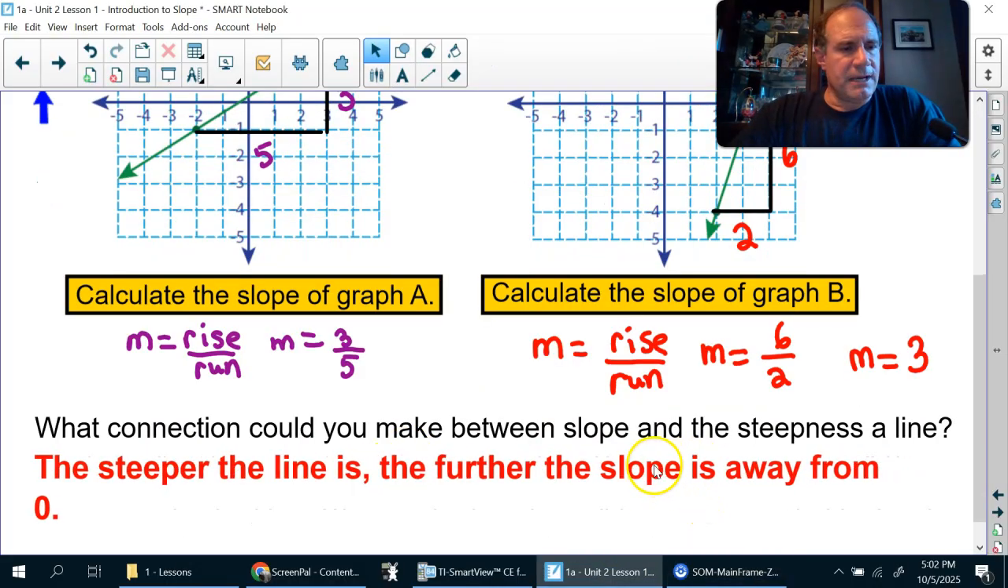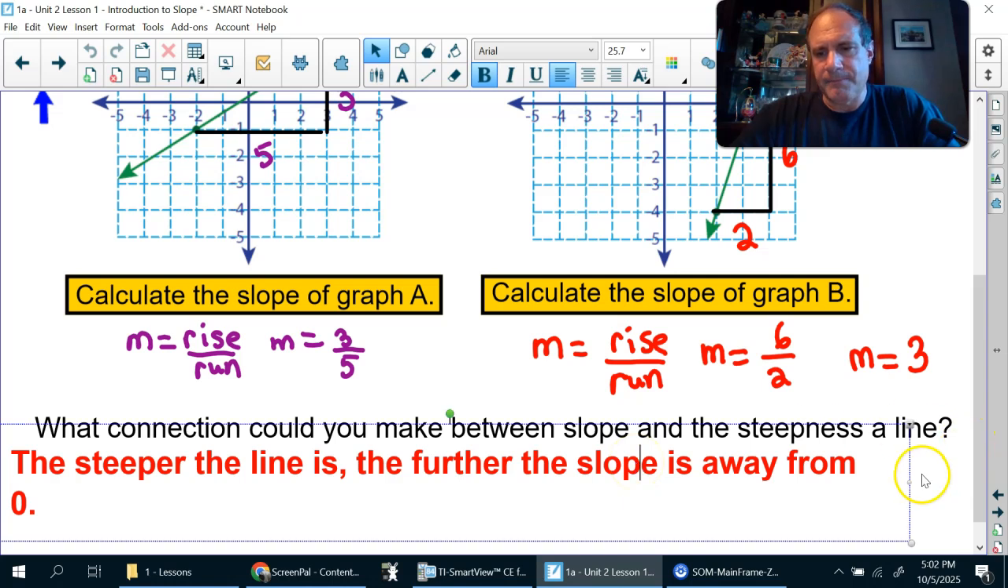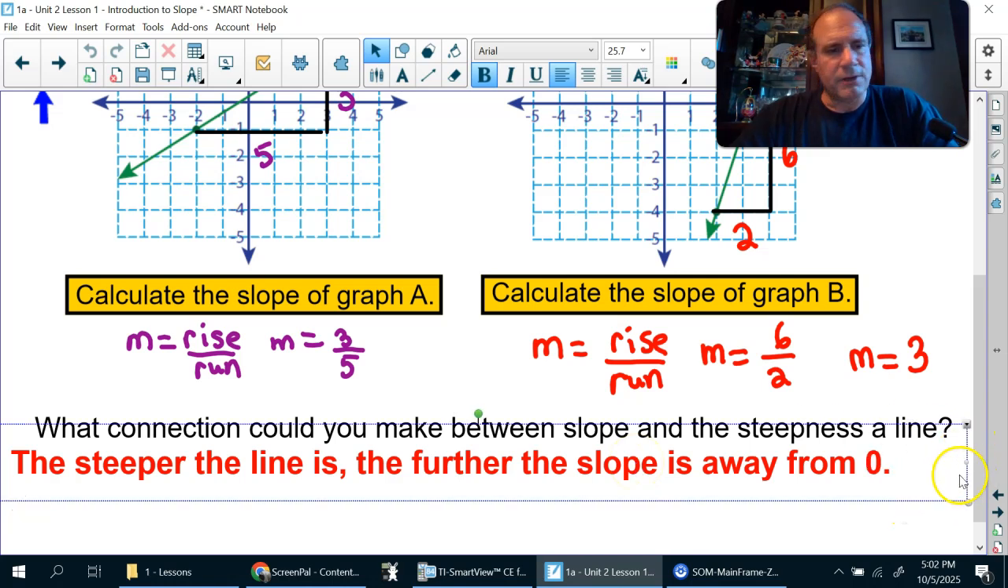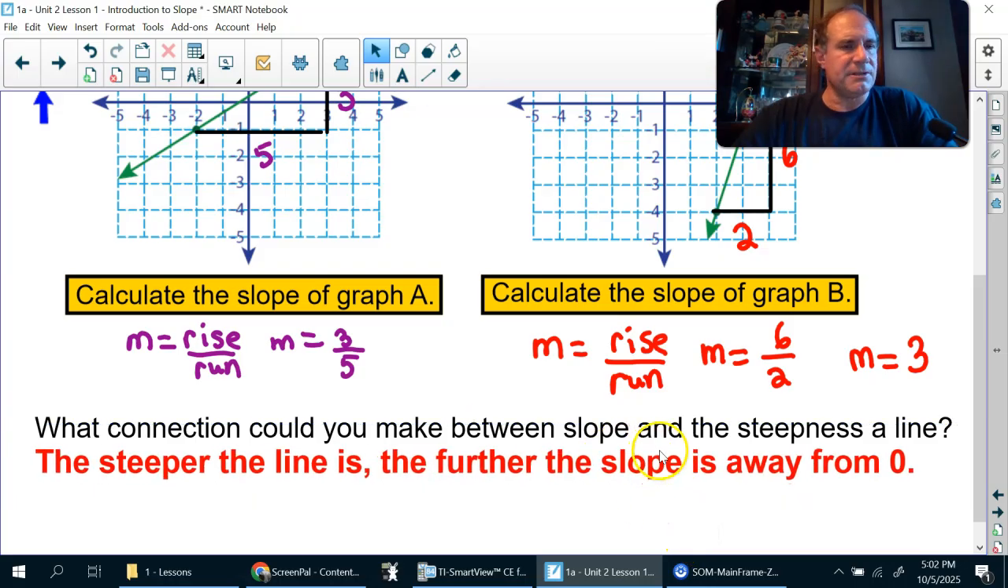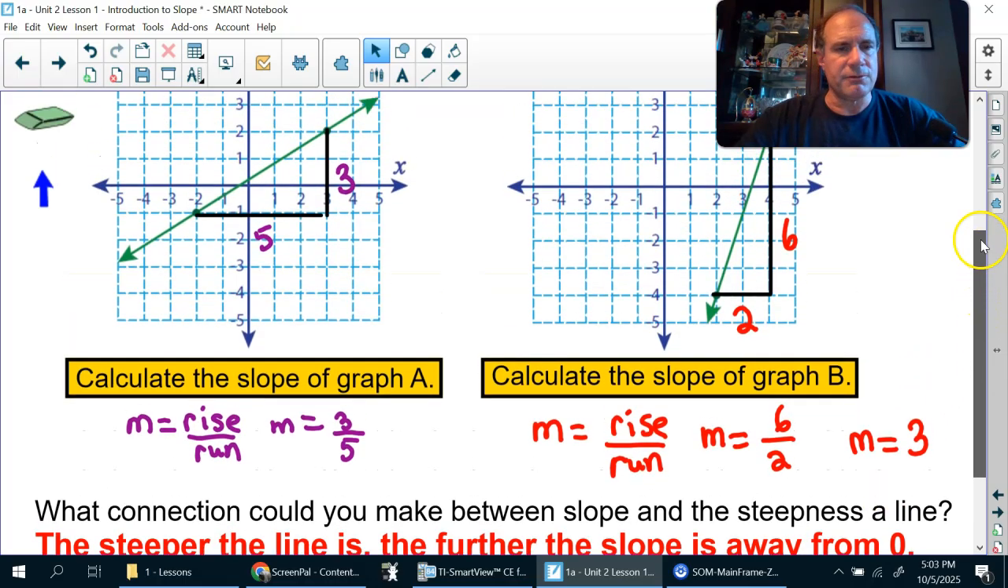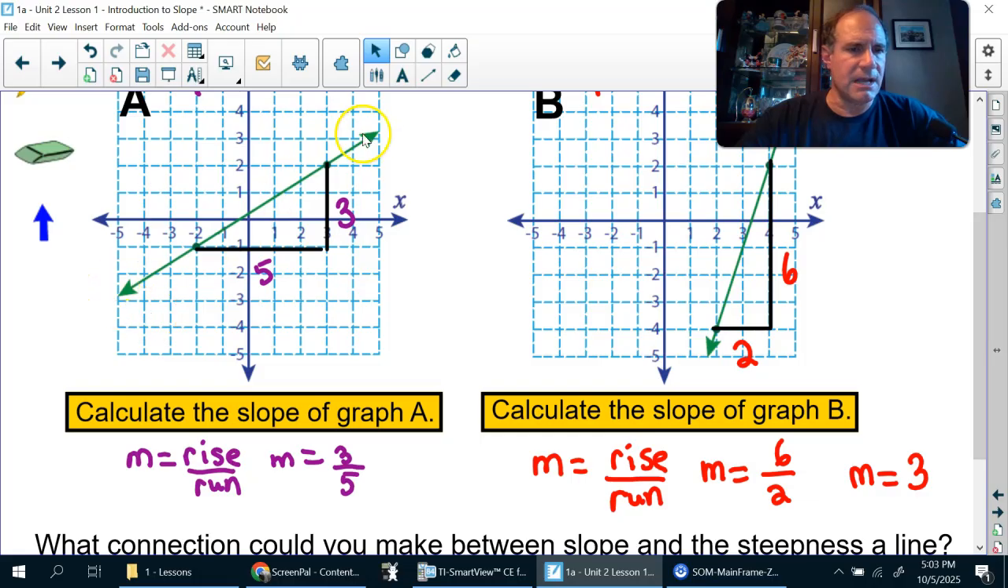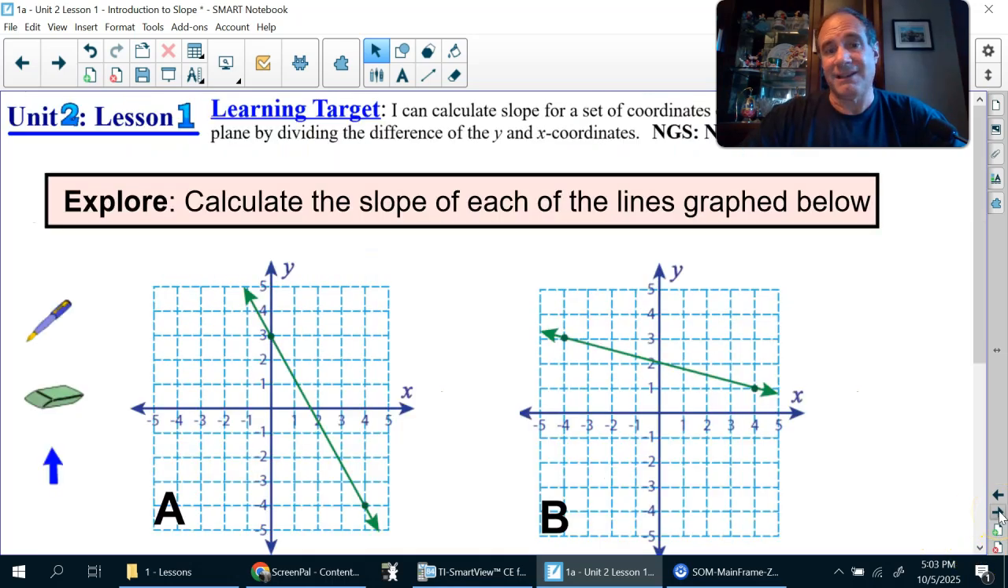And just to answer this question right here, what connection can you make between the slope and the steepness of a line? The steeper the line is, the further the slope is away from 0. You see how this is not as steep as B. B has a slope of 3 because it's steeper than A, which only has a slope of 3/5. So the further the slope is away from 0, the steeper the line is going to be.